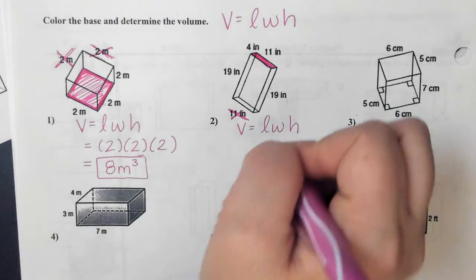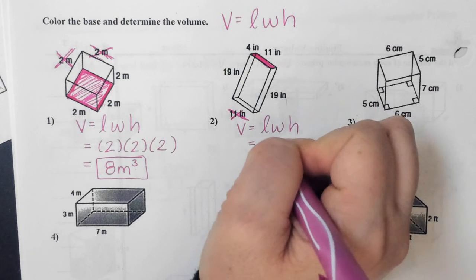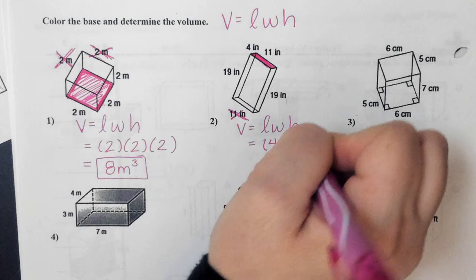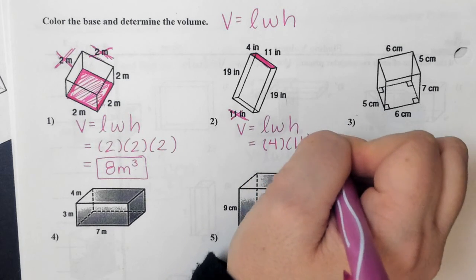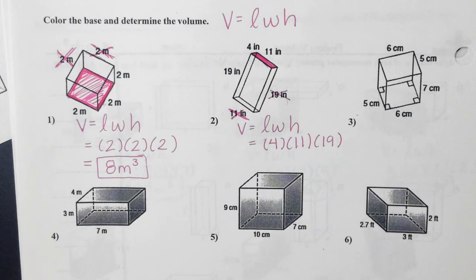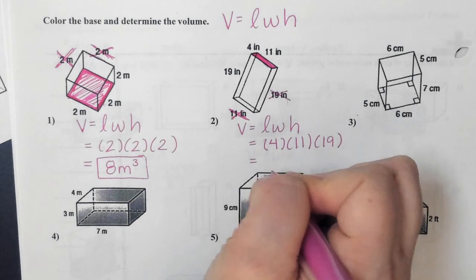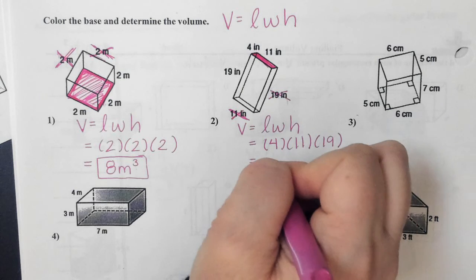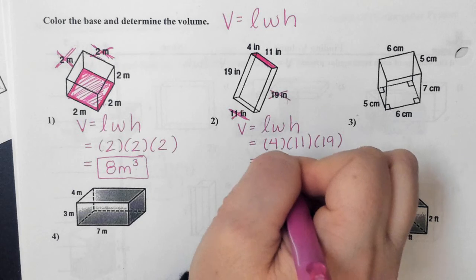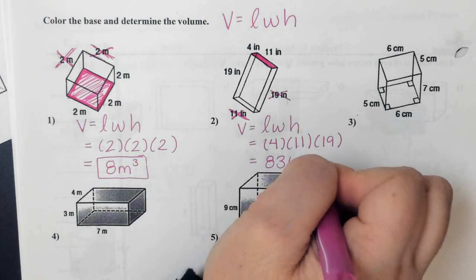Okay. All right, so Carrie, what did you pick for your length and width? 4 and 11. And what's my height going to be? 19. Do I need both of them? No, so just mark one of them out. We don't need it. Okay, so when we multiply those, what are we going to get here? Braden? 836 inches.